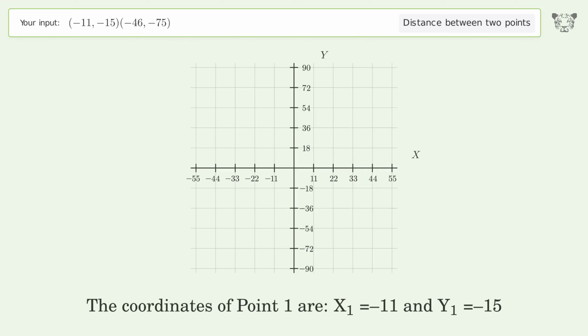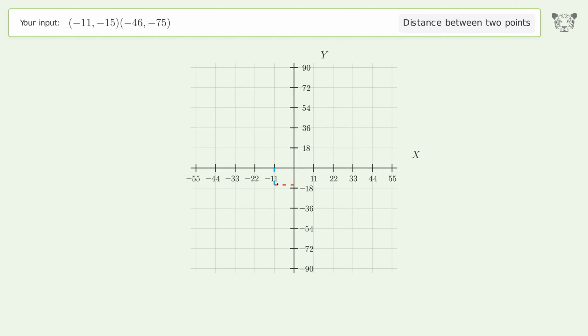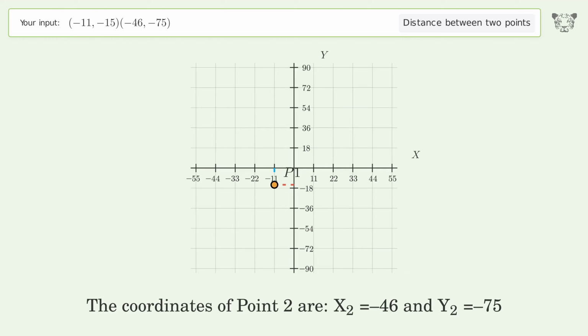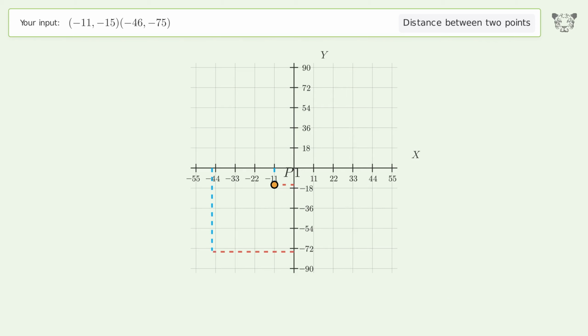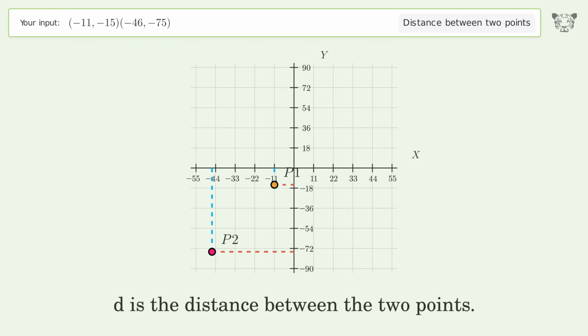The coordinates of point 1 are x1 equals -11 and y1 equals -15. The coordinates of point 2 are x2 equals -46 and y2 equals -75. D is the distance between the 2 points.